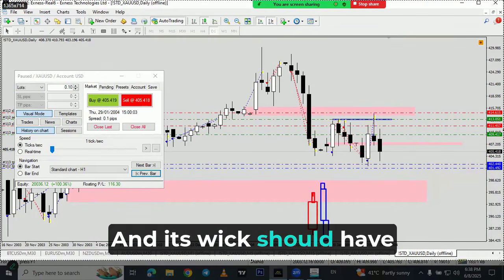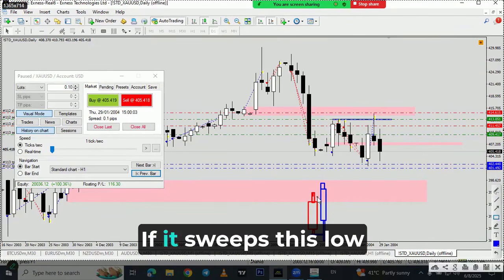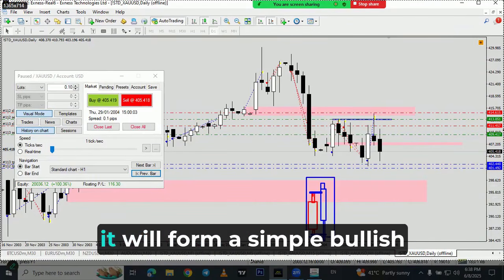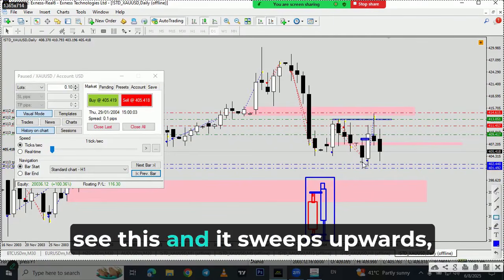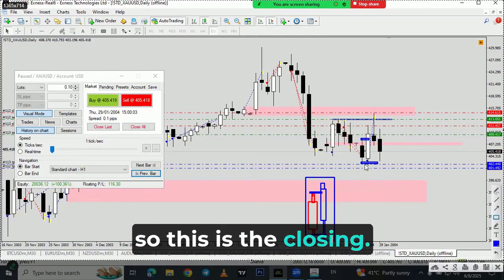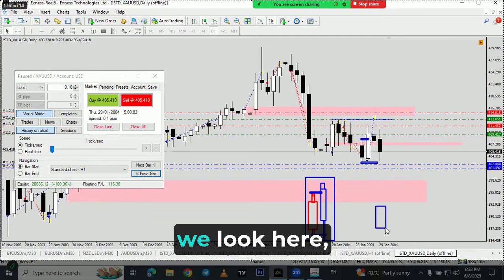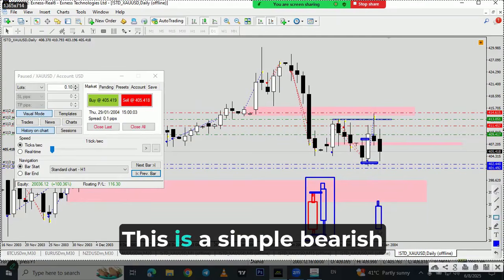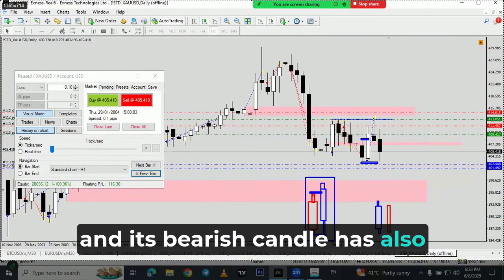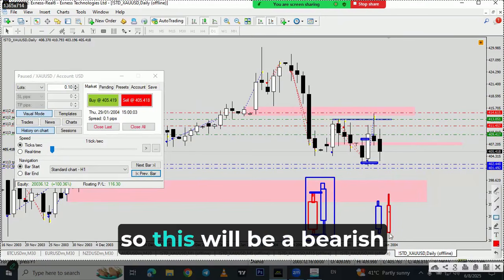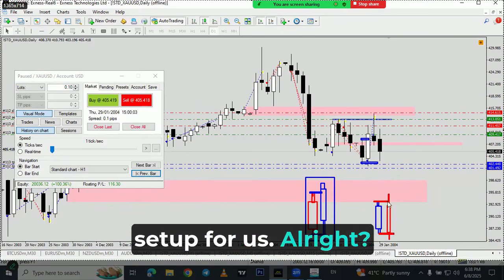And its wick should have swept this low. If it sweeps this low and closes here, it will form a simple bullish pattern for us. Like here in the market, see this and it sweeps upwards. So this is the closing. All right. And after that, if we look here, there is a bearish pattern. This is a simple bearish pattern. We do it like this, and its bearish candle has also swept this low and closed below it. So this will be a bearish setup for us. All right.